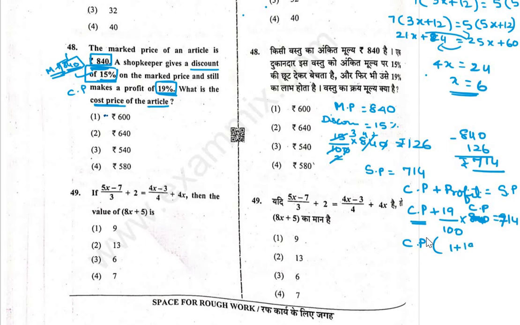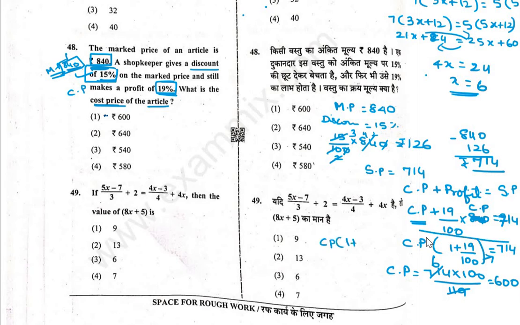CP into 1 plus 19 by 100 equals 714. So CP equals 714 into, take the LCM, 119 by 100. Cross multiply it, 100 divided by 119. Cancel it 6 times. So the CP is 600. You can write it like this, or we have the formula: CP into 1 plus profit equals SP. This is the formula.